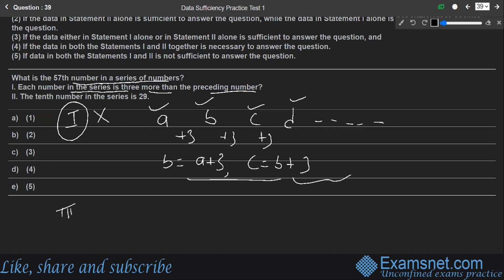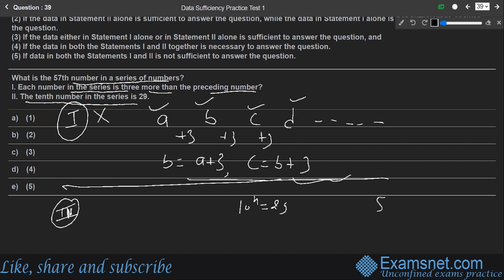Let us check statement number 2 and whether it is sufficient or not. The information is that the 10th number in the series is 29. So if we check statement 2 alone, the 10th number in the series is 29. If the 10th number is 29, obviously we cannot directly answer what the 57th number is. So statement 2 alone is not sufficient. What if we combine both the information together?